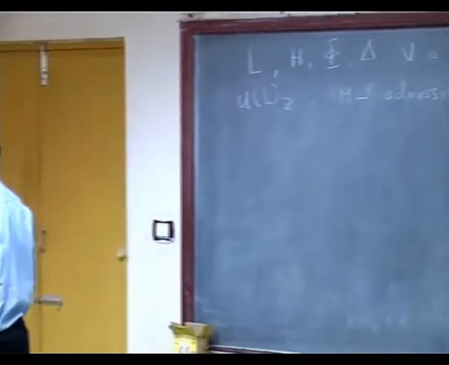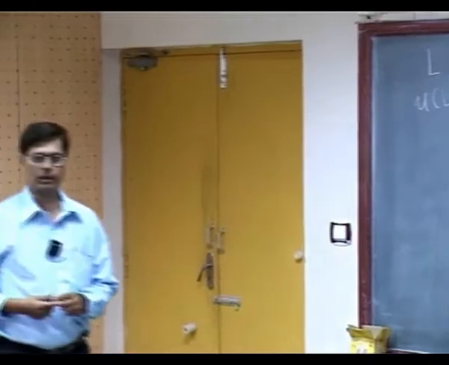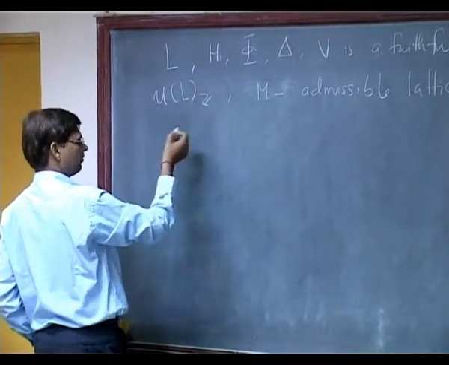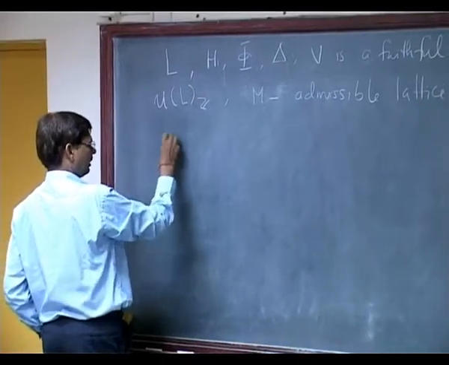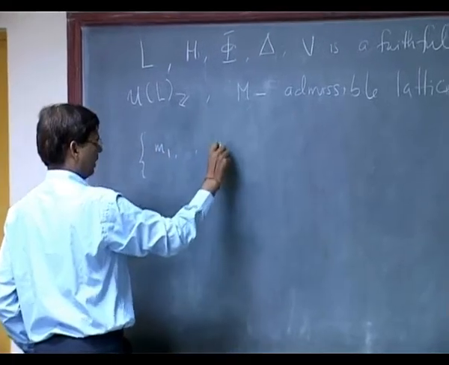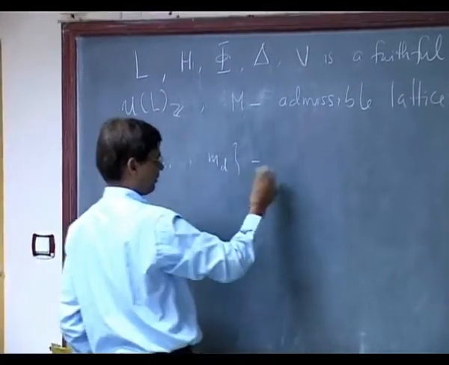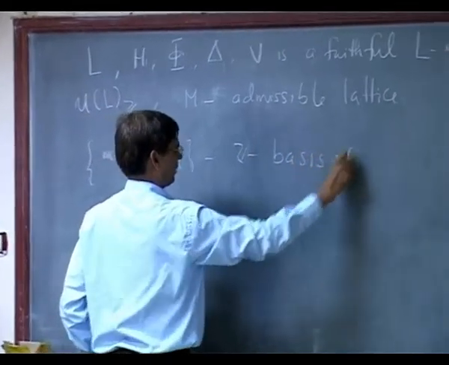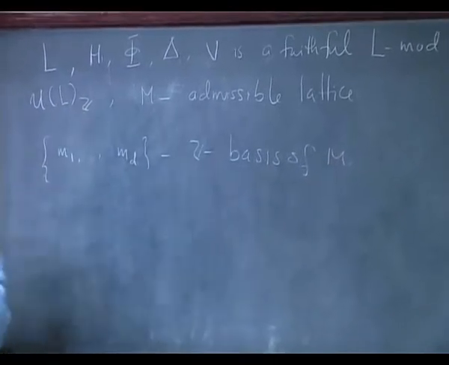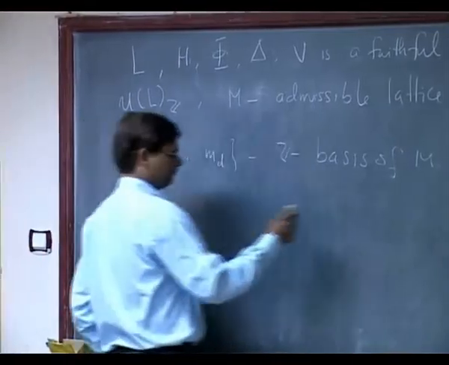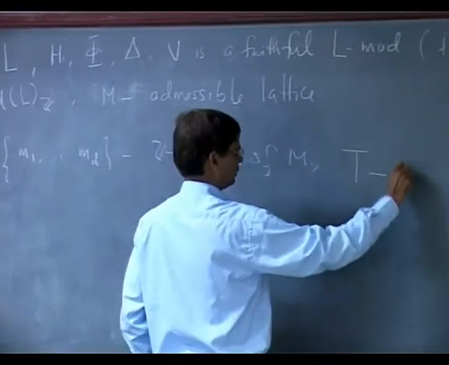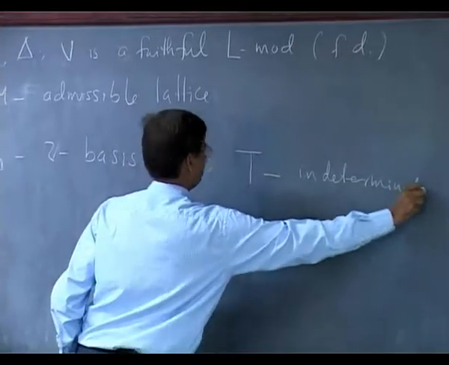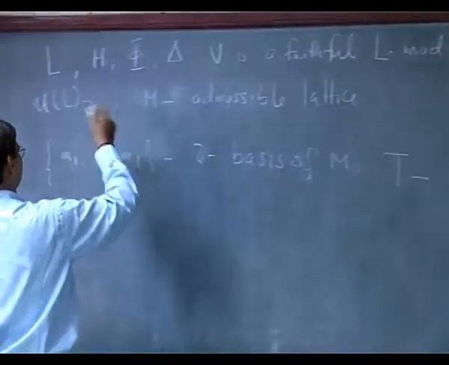So, then we have associated a group which we have called Chevalley group. So, you fix a basis of this M, a Z basis of this. So, let this be m1, m2, up to md, this is a Z basis of M, okay, and T is an indeterminate. And of course, the Chevalley basis is also fixed.